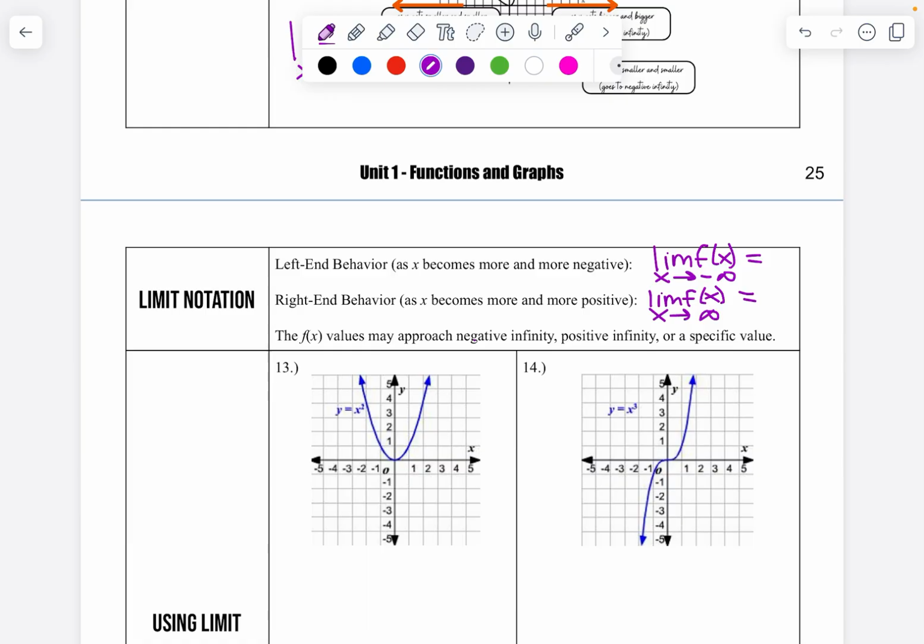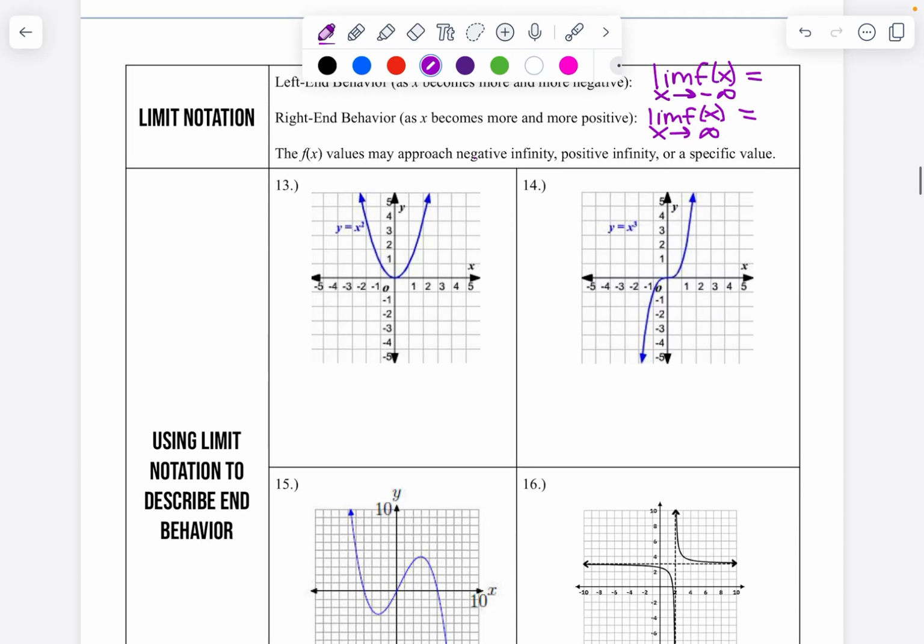So if we take a look at our graph in number 13, this is a quadratic. This is your parent function, the parabola, with its vertex at the origin. So if we say the limit of the function as x goes to negative infinity, so the left side of this graph, well, if I head out to the left, this function is headed up to positive infinity.